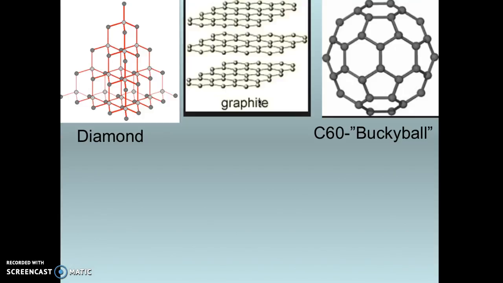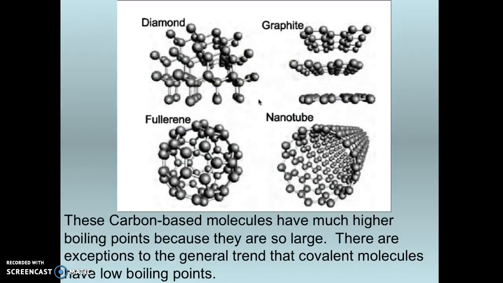These 3 things listed here, diamond, graphite, and C60, which is a type of fullerene and also called a buckyball, they tend to have very, very high boiling points, somewhere around 4,000 degrees or so, 4,000 degrees Celsius. So why is that? And I have another one listed here, a nanotube, which is also formed by just carbon atoms. So because these things are all made of carbon, they are covalently bonded. And I was just saying ionic compounds tend to have very, very high boiling points, but these carbon-based molecules also have very high boiling points, and it's really just because they are so large.